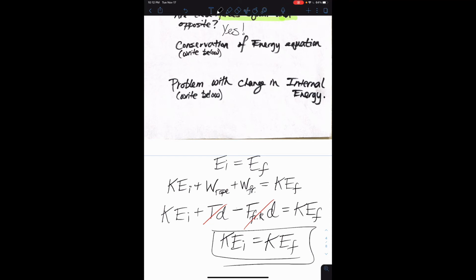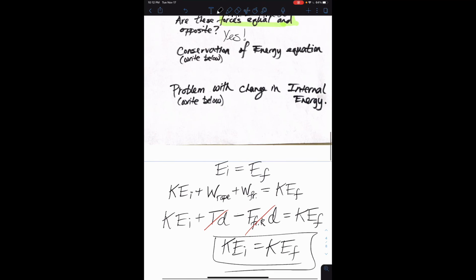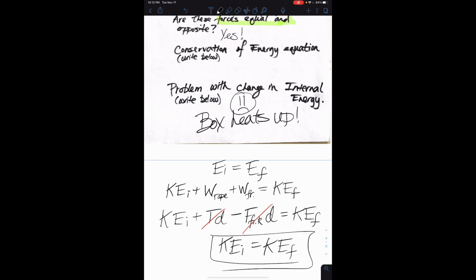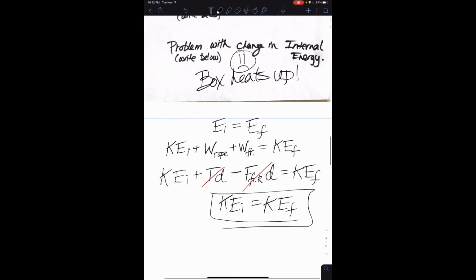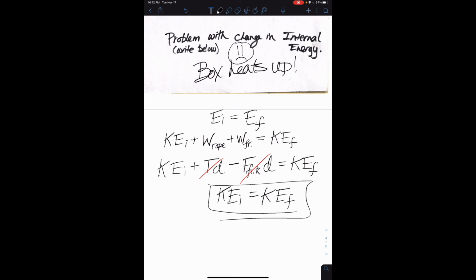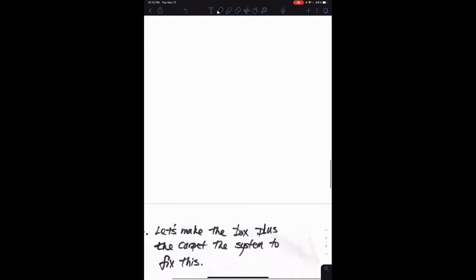So the problem, though, the reason we aren't happy is because the box heats up. And this makes us unhappy because we don't have a way to explain this, right? It's not in our formula, and that's a problem. So, how do we deal with it, right? Let's go ahead and go to the next page.